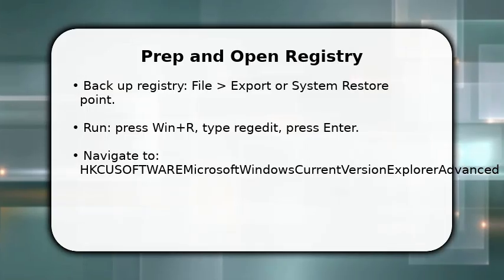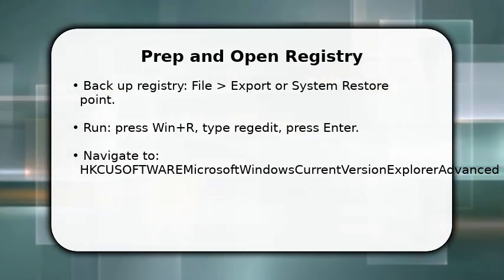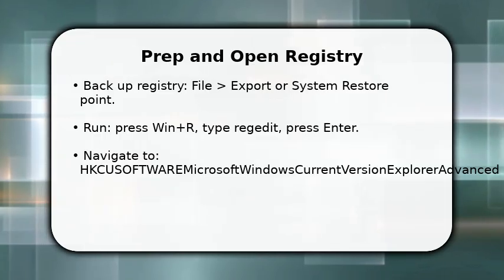You will start by protecting your system and opening the registry editor. First, make a quick export or create a restore point so you can undo changes. Once done, press Win+R, type regedit, and open the editor.